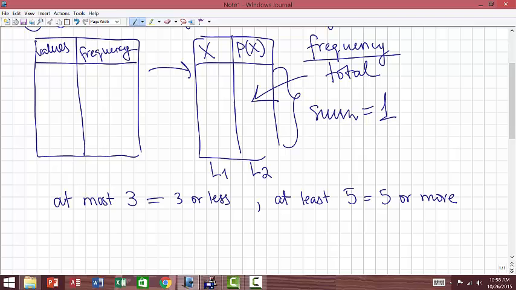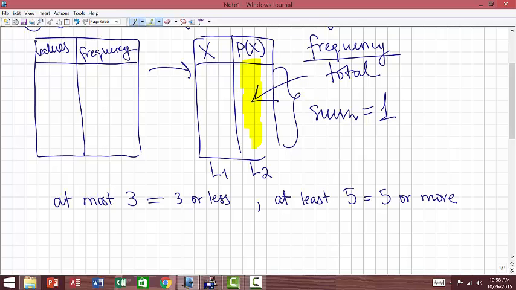Depending on the question, if it's 3 or less, you would add all of the probabilities where the value of x is 3 or less. The same thing for at least 5: if it's 5 or more, you would add up all the probabilities where the random variable takes a value greater than or equal to 5. So you would just use your table to compute your probabilities.